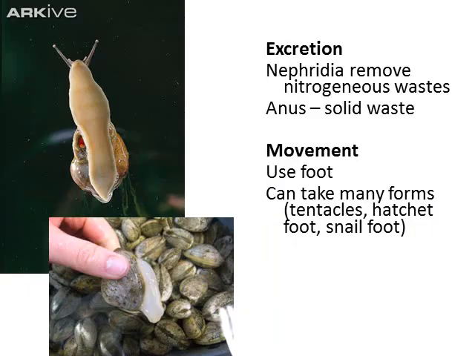Excretion. So in other words, how to get rid of nitrogenous waste, right? Nitrogen containing waste that results from breaking down proteins. Well, again, like the earthworms and their relatives, they have a nephridia or a protokidney to do that, which filters out their blood. And of course, any solid waste will just pass out through the anus.